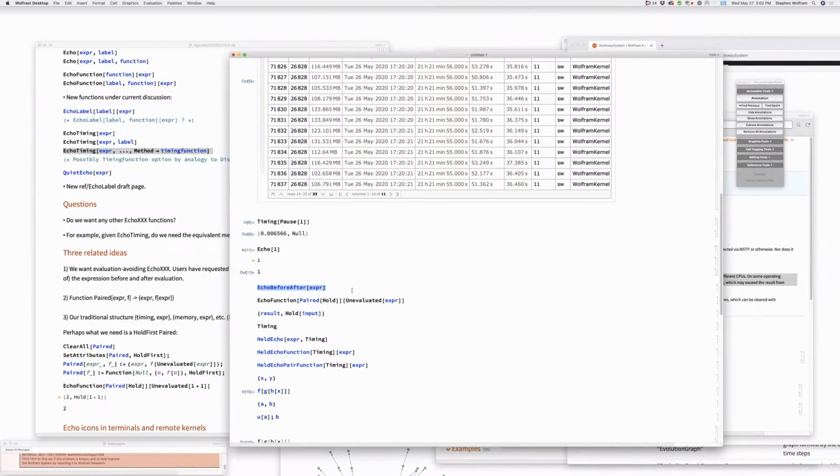When it echoes the before, it would be implicitly held, right? Right. I suppose what we would do is have a hold form, probably, so that if you copy the before, it doesn't explode. In some sense, it's like saying that the label is the expression before.